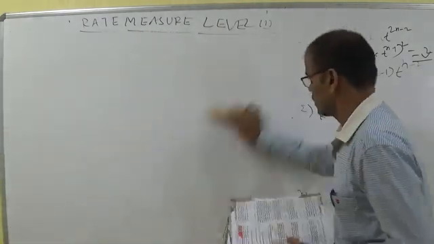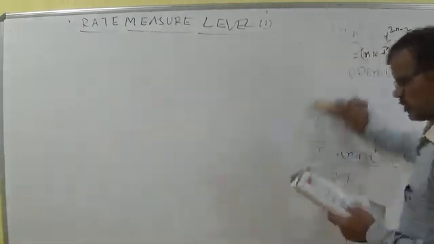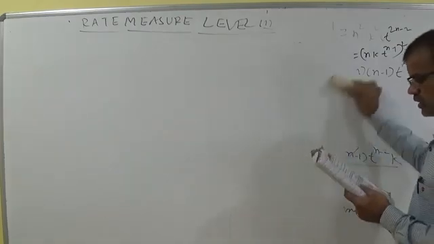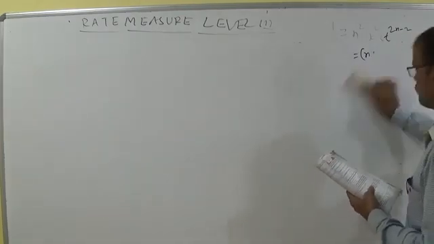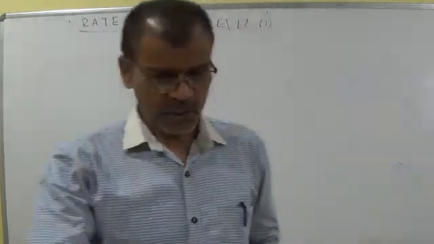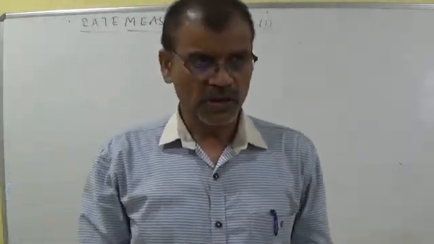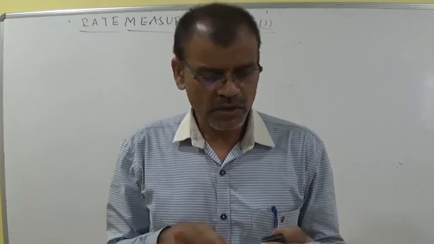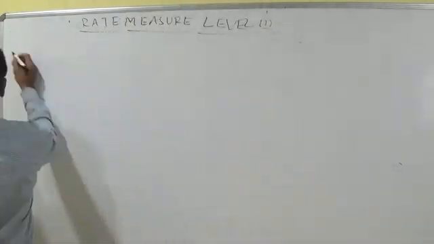Next, let us see the second question. A particle's velocity v at a time t is given by v is equal to 2 e power t. The velocity equation is given with respect to time.